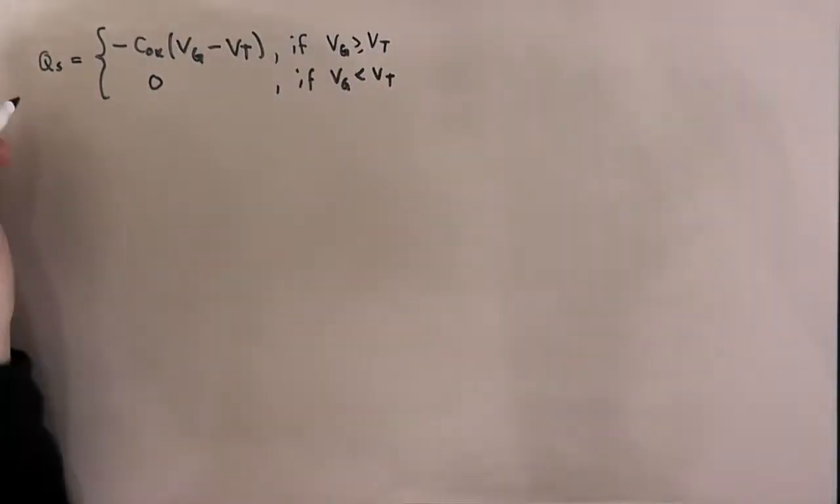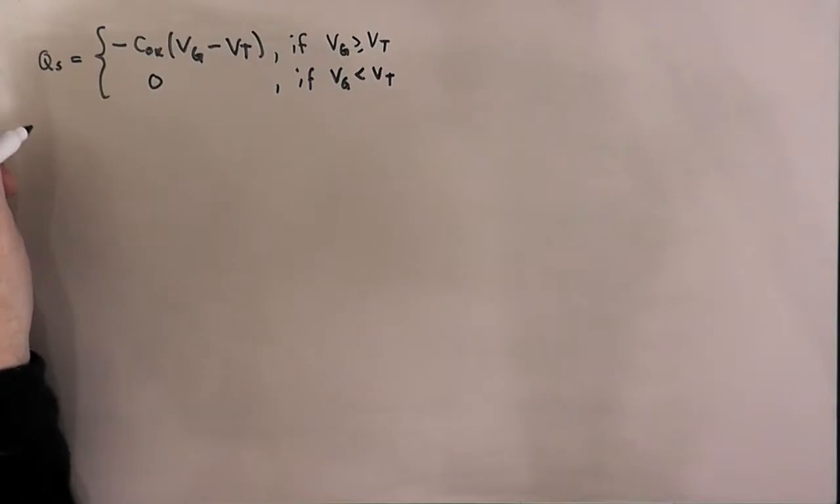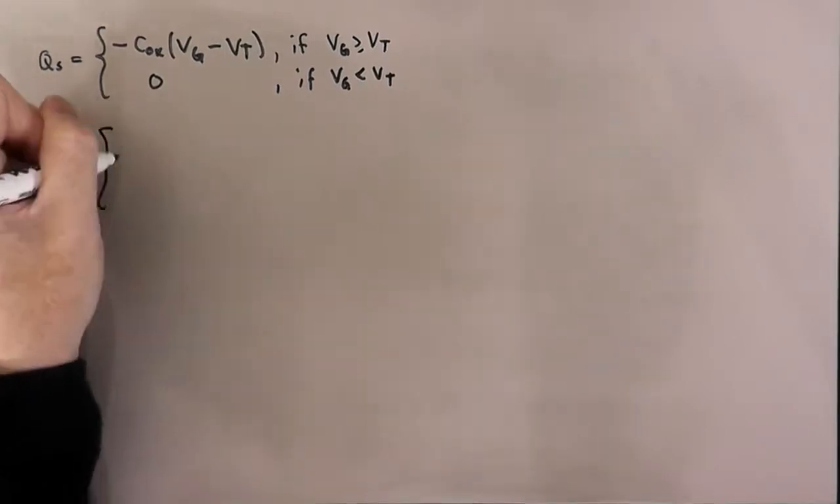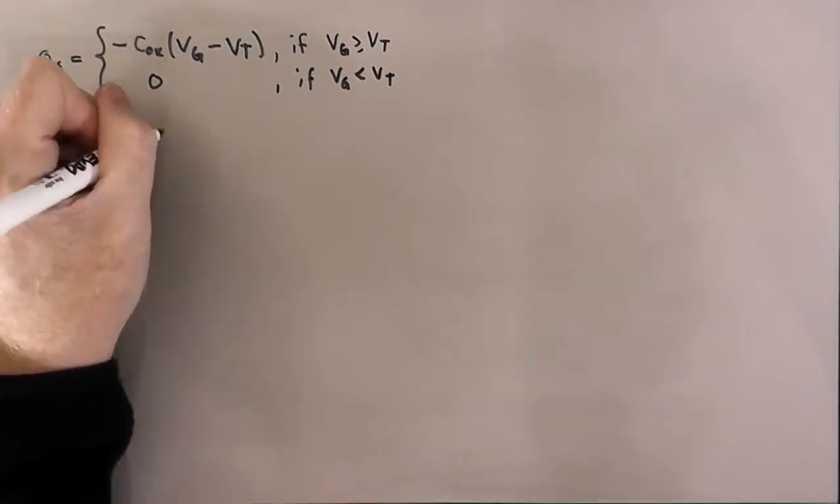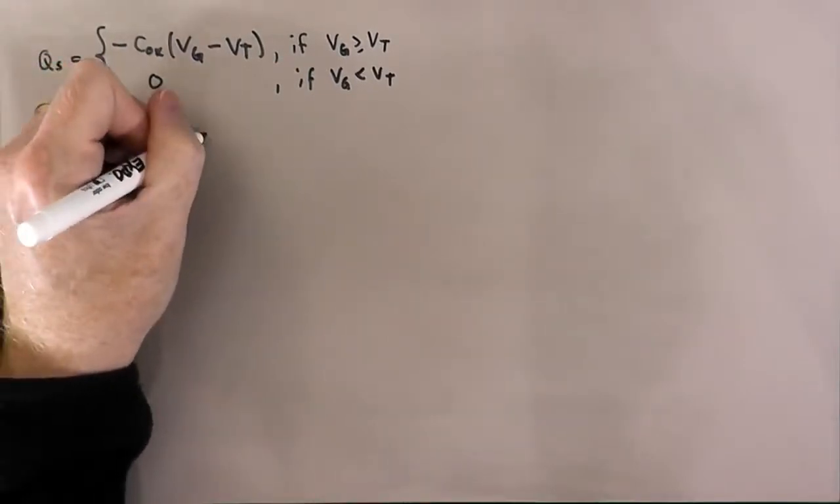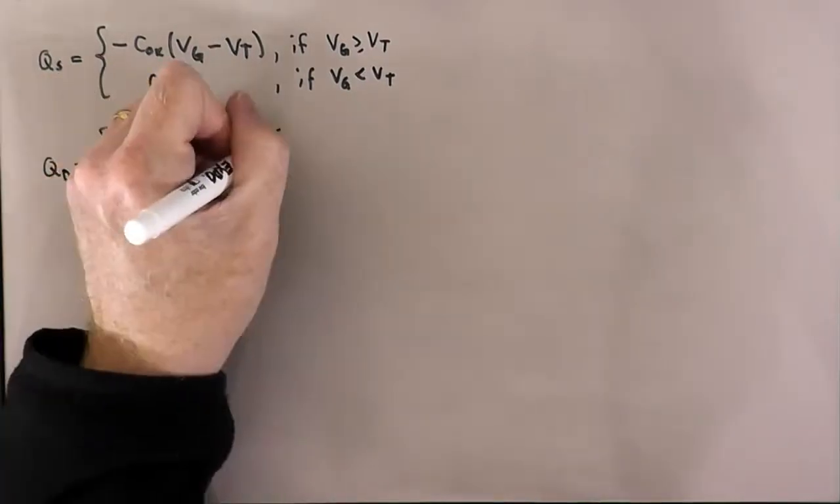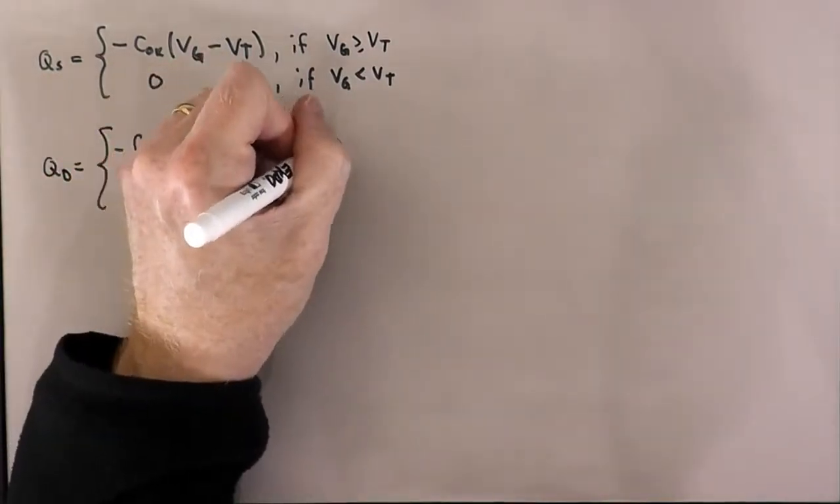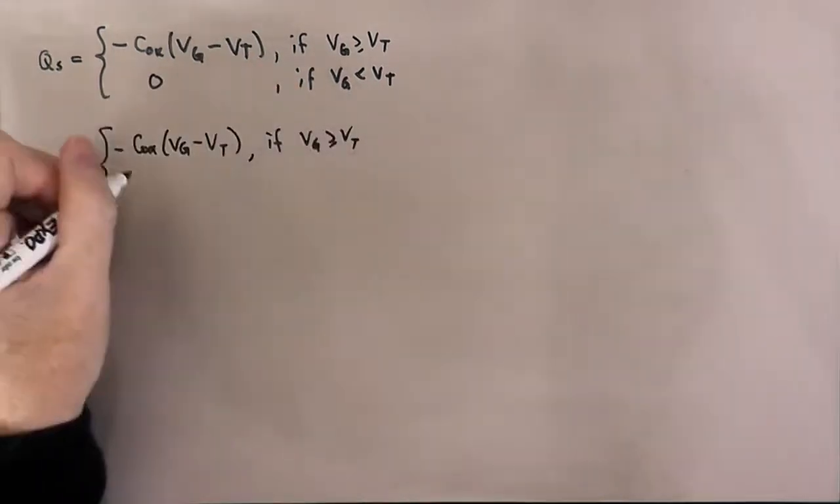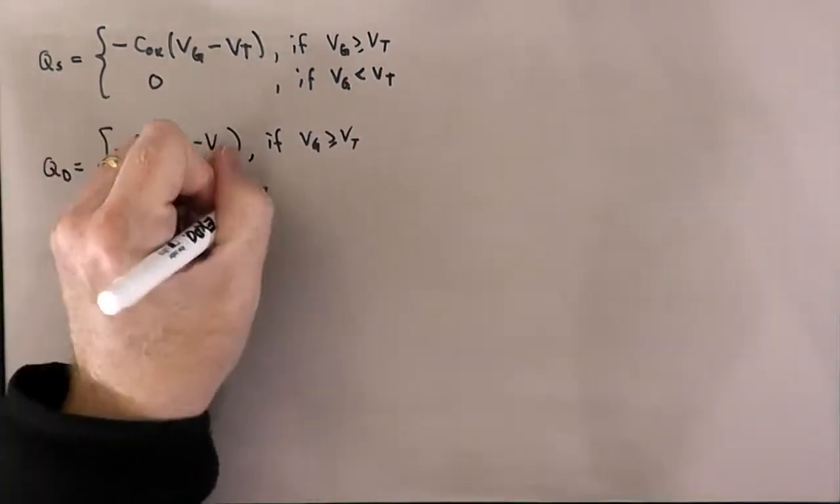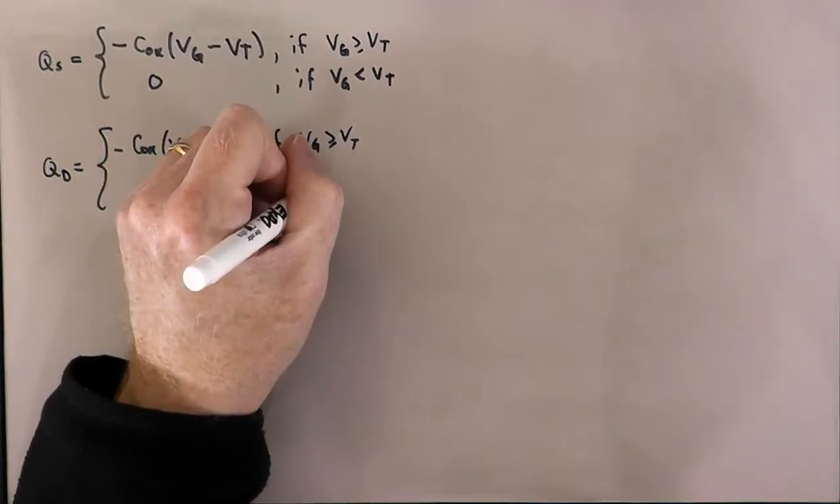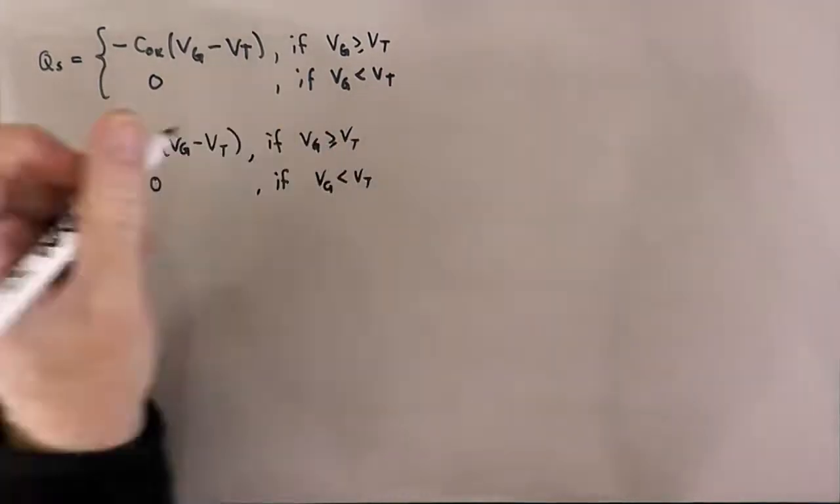And similarly, Qd will be the same. Qd will equal minus Cox times Vg minus Vt if Vg is greater than or equal to Vt, or 0 if Vg is less than Vt.